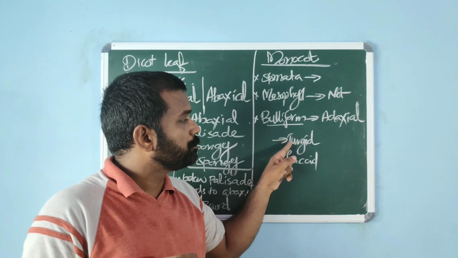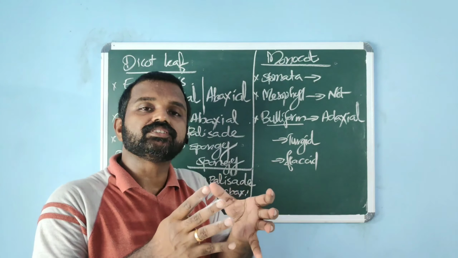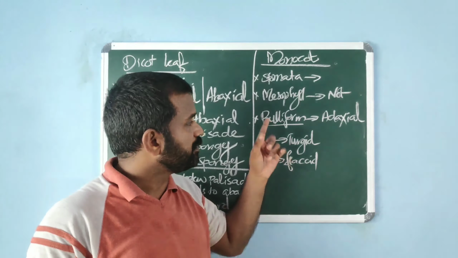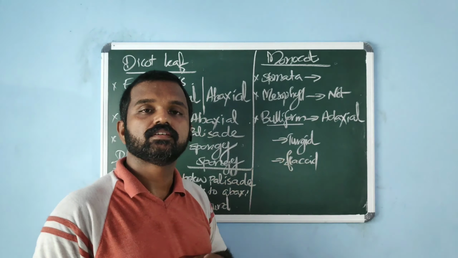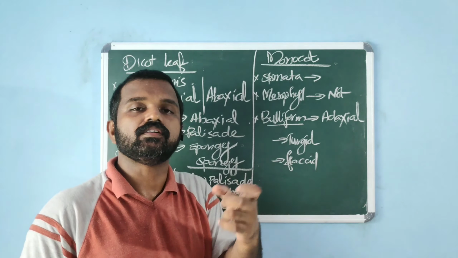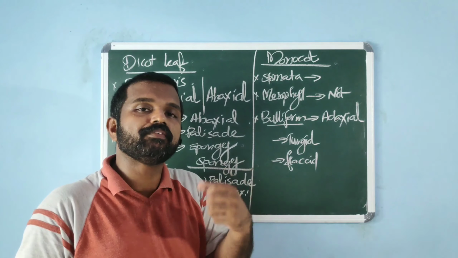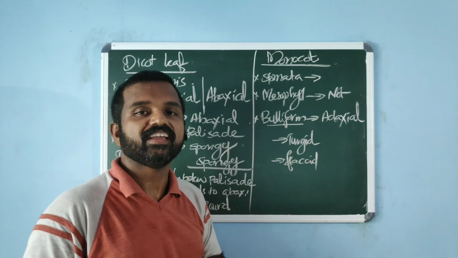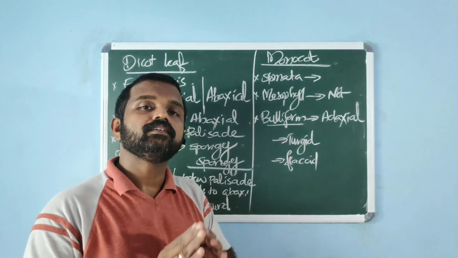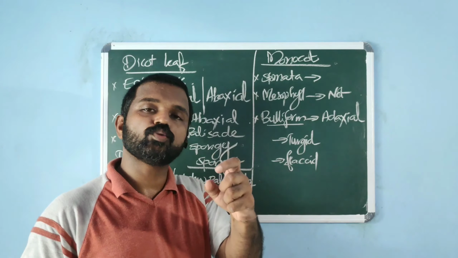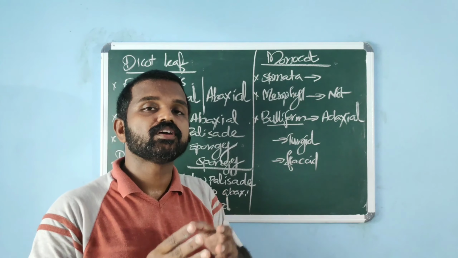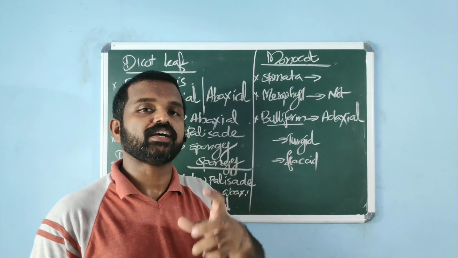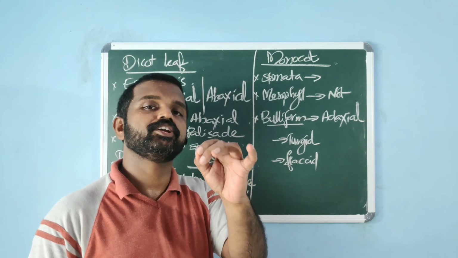When the bulliform cells become turgid, the leaf surface is fully exposed. When the bulliform cells become flaccid, the leaves curl. So this is an adaptation to prevent water loss. Then in the monocot leaf, the vascular bundles are nearly similar in size. That means the veins are almost similar in size, as seen in parallel venation.